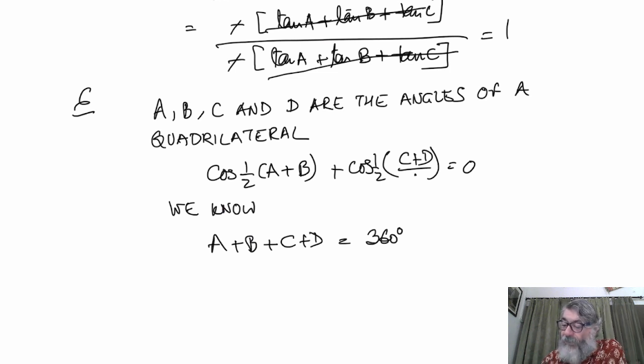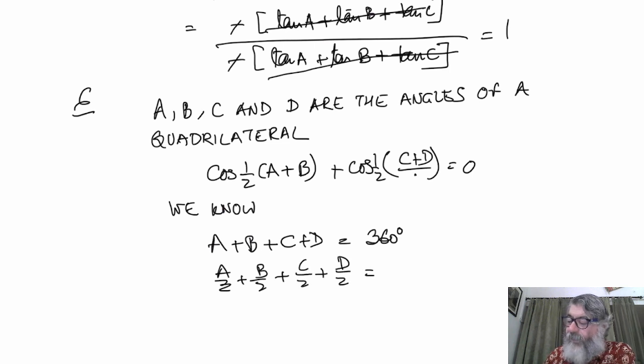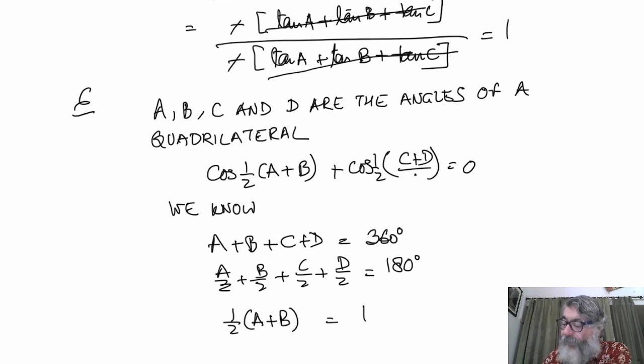Now I want half first of all. So A by 2 plus B by 2 plus C by 2 plus D by 2 will be equal to 180 degrees. I have divided everything by 2. Now I want half of A plus B, so I will take half of A plus B on one side, and the remaining I will shift to this side. It will become half of C plus D. I've taken 1 by 2 common, so A plus B here. I've shifted C by 2 plus D by 2 to that side, and taken half common, half of C plus D.